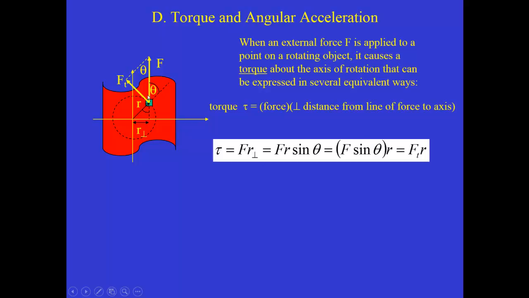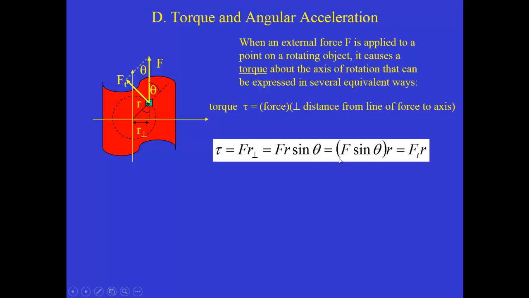And using the geometry indicated in the sketch, the angle theta that the force makes with the radial direction is the same angle as the upper angle inside this right triangle. And by looking at that carefully, you see that r perpendicular can be written as r times the sine of that angle theta. So r sine theta is the same as r perpendicular.